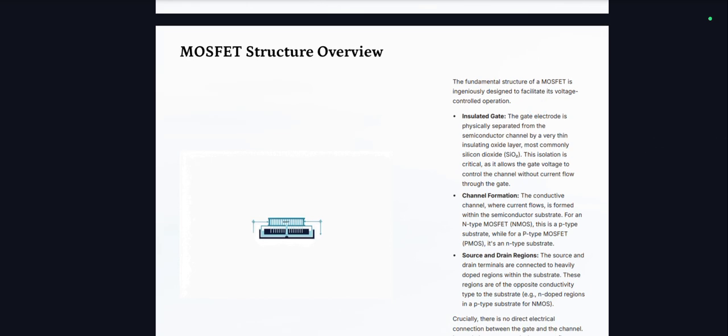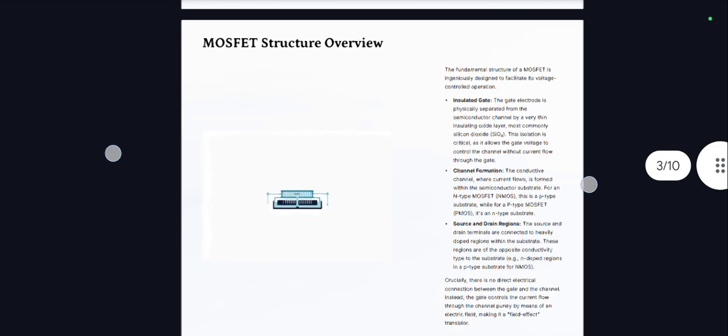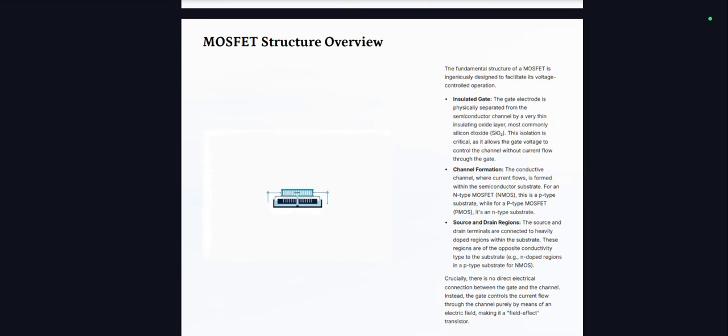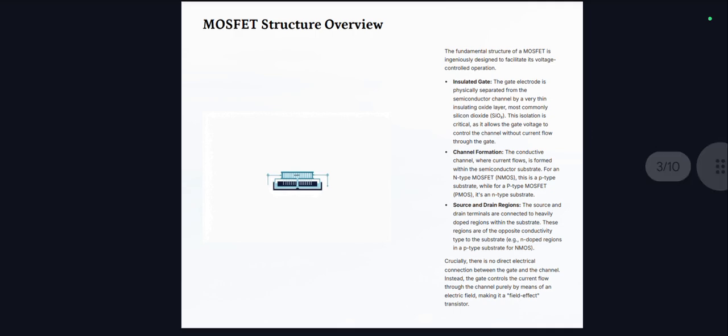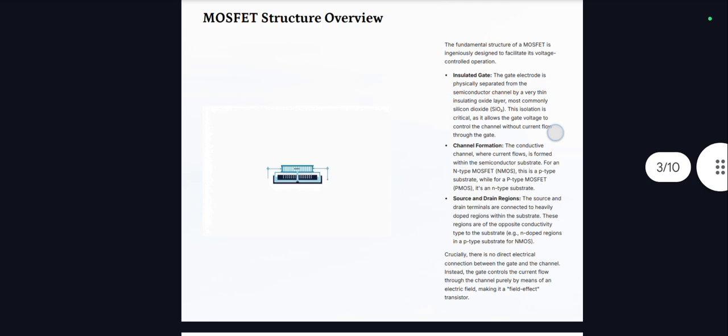Then, how is a MOSFET built? Inside the MOSFET, we have a semiconductor substrate, two heavily doped regions called source and drain, and an insulated gate on top. There is no wire between the gate and the channel. The gate controls the channel using an electric field, which is why it is called a field effect transistor.